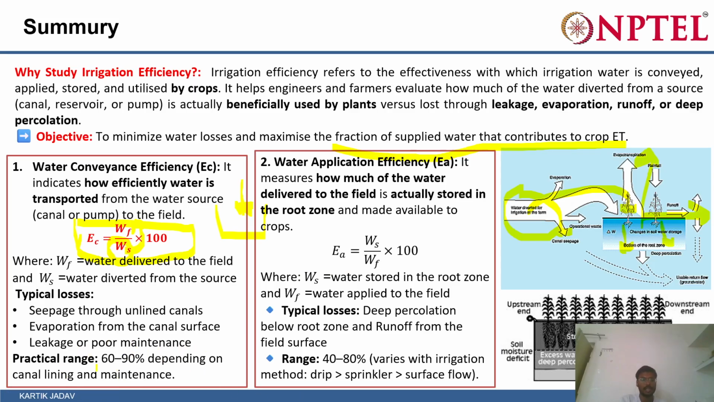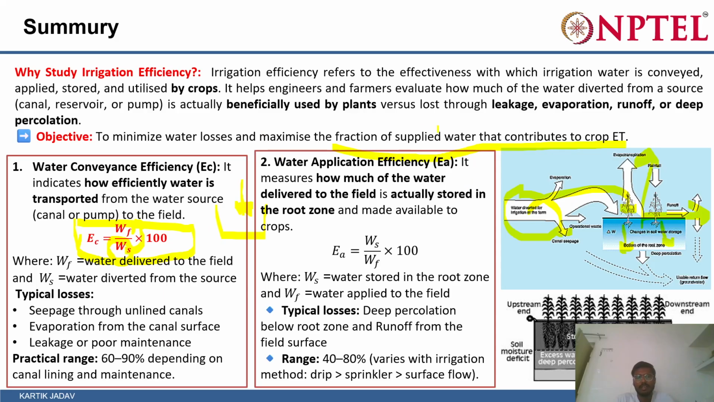So practically, it's only 60 to 90% of the water that we have diverted from the source that reaches the field. That also depends on what kind of source water we are using, the canal lining or pipe network that we have, and certain maintenance aspects.